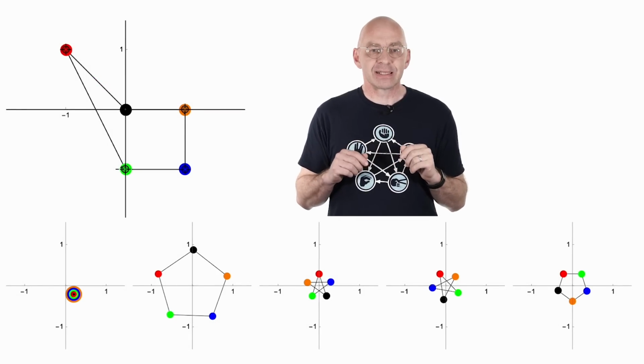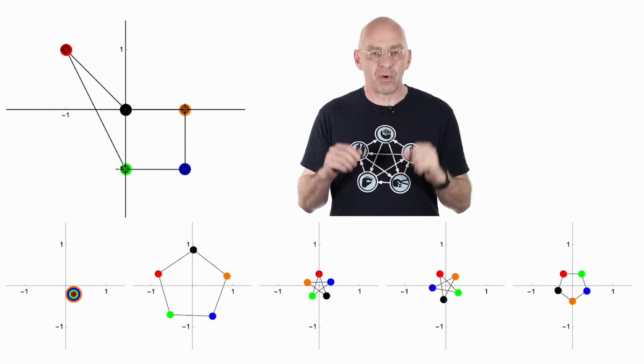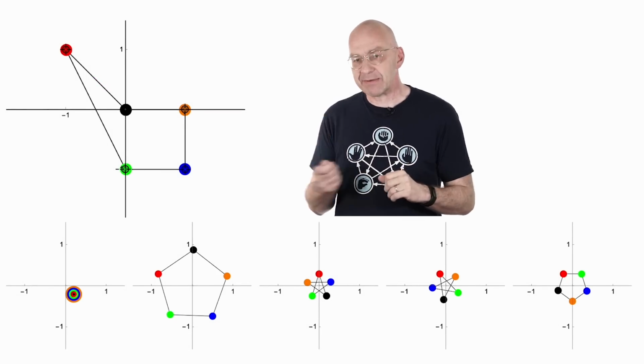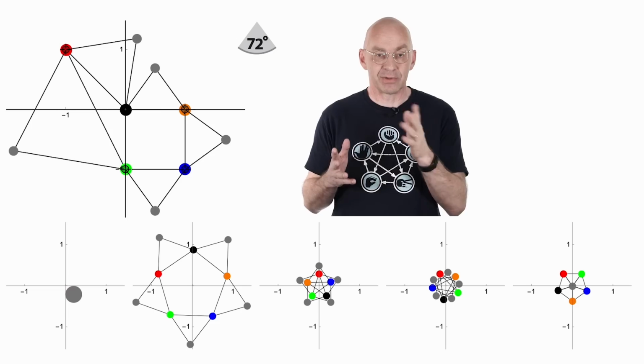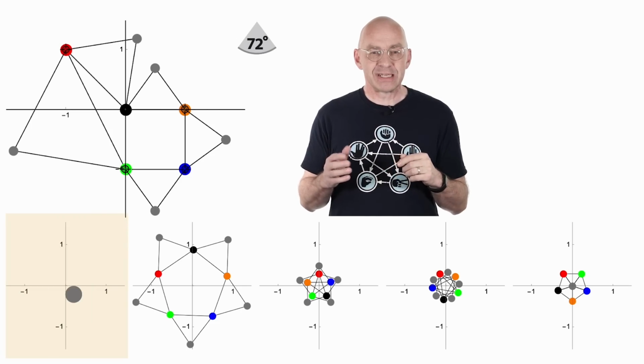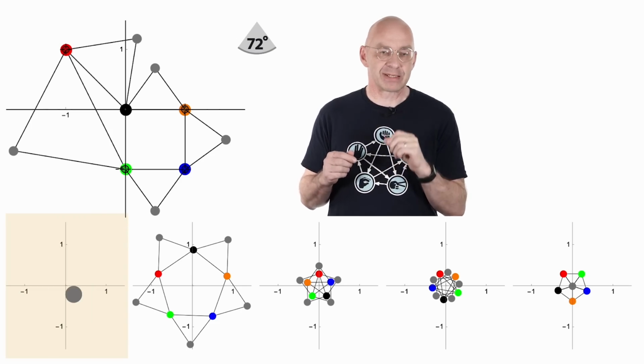Okay, let's slap some ears on all the pentagons. 72 degrees is first. What happened? Well, on the left, how do you put ears on that degenerate infinitely small pentagon?